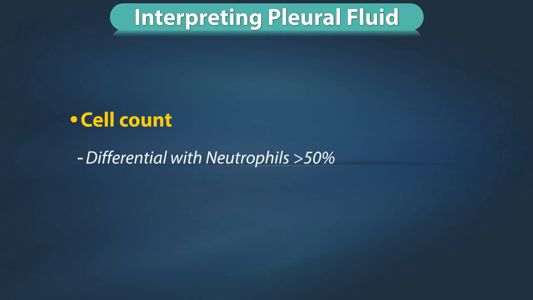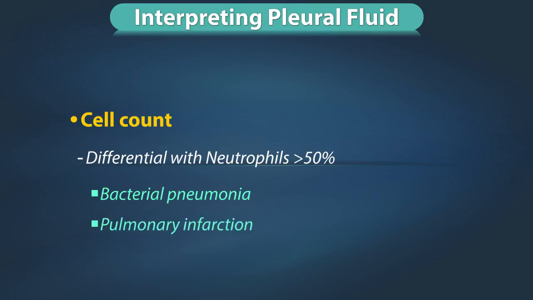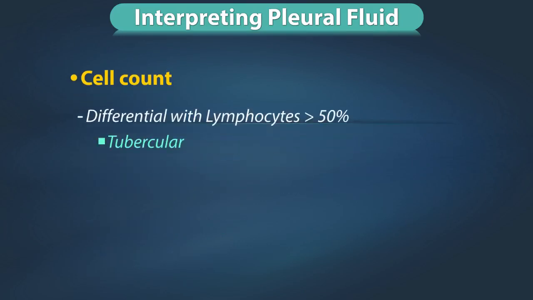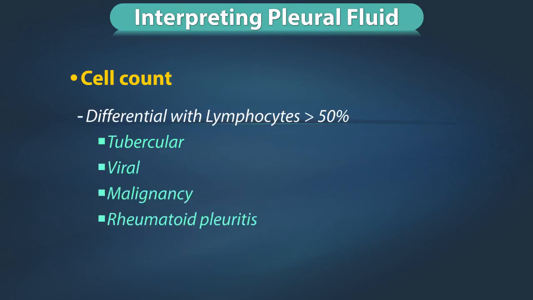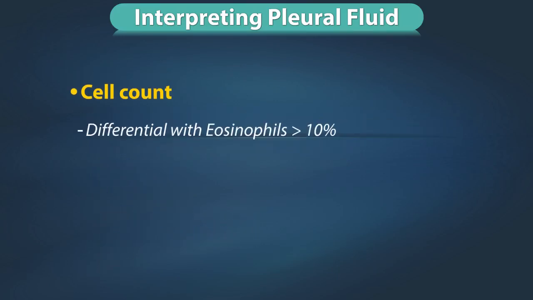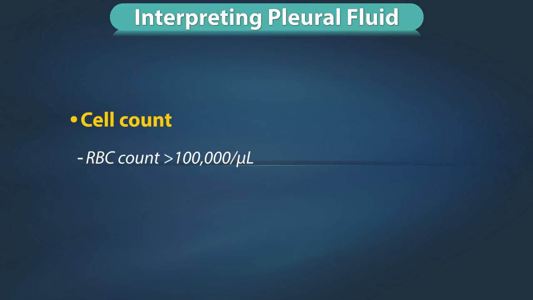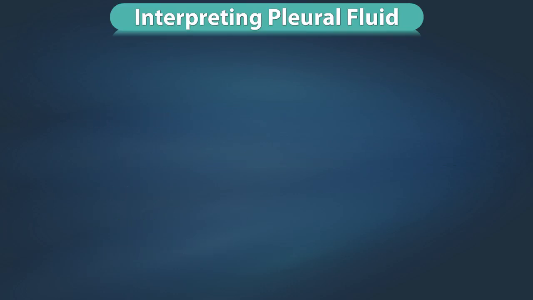A differential count with more than 50% neutrophils is seen in bacterial pneumonia, pulmonary infarction, and early tuberculosis. A differential count with more than 50% lymphocytes is seen in tubercular, viral, malignant, rheumatoid pleuritis, and SLE. A differential count with more than 10% eosinophils can be seen in pulmonary infarct, trauma, or rheumatological disease. RBC count more than 1 lakh per microliter is suggestive of malignancy, trauma, or pulmonary infarct.